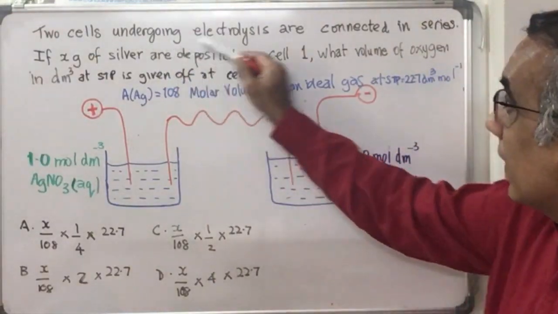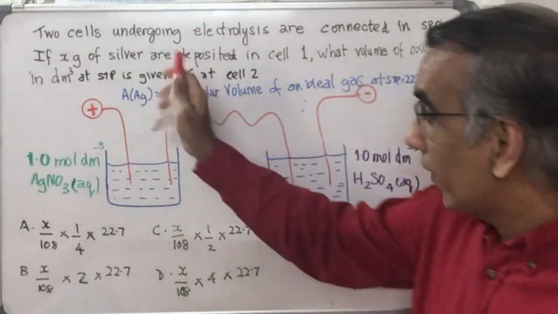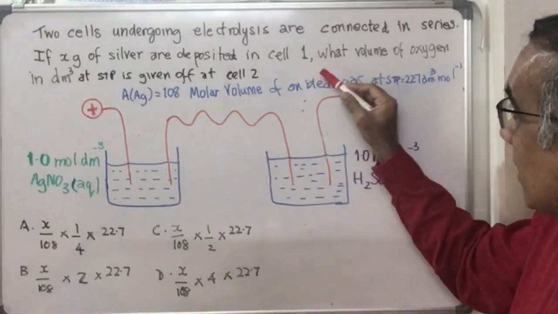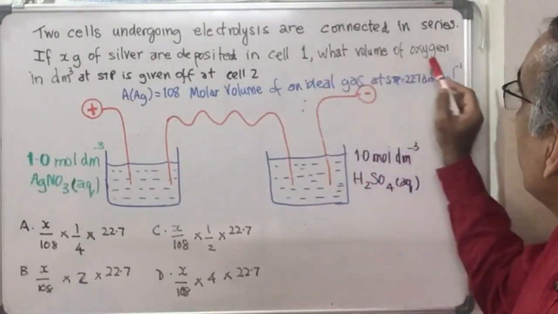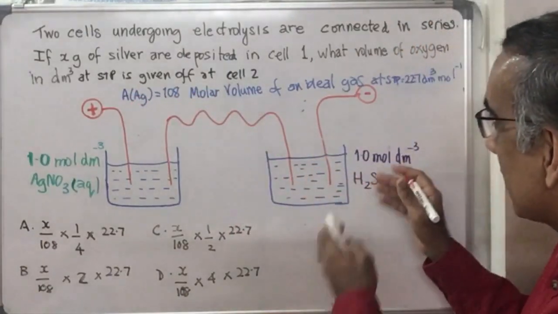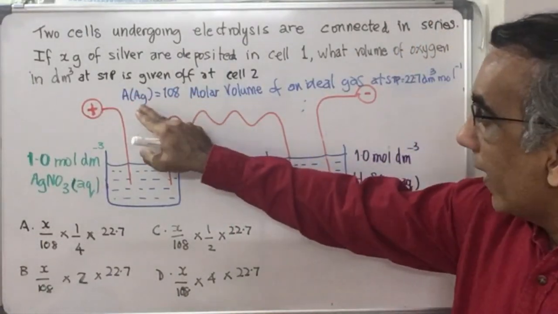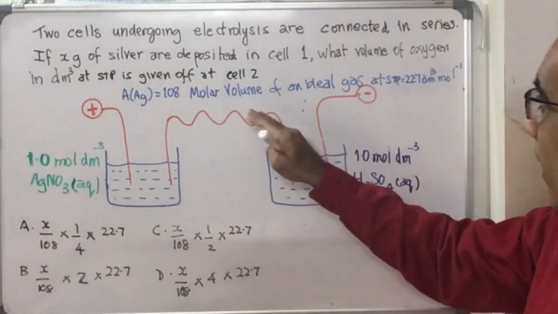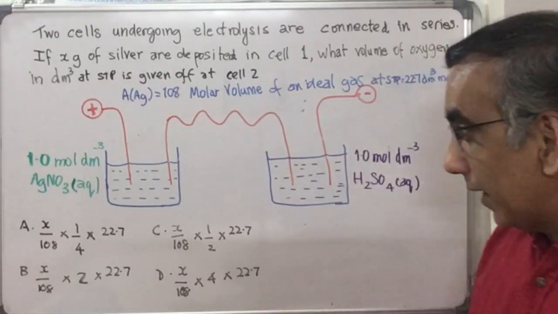Two cells undergoing electrolysis are connected in series. If X grams of silver are deposited in cell 1, what volume of oxygen in dm cube at STP is given off at cell 2? And here you have the atomic mass of silver and data on the molar volume of an ideal gas.